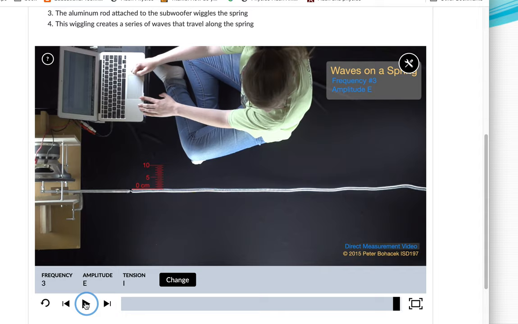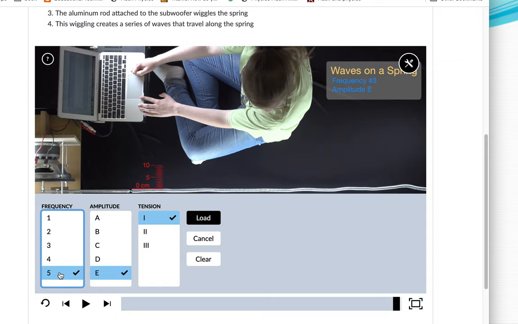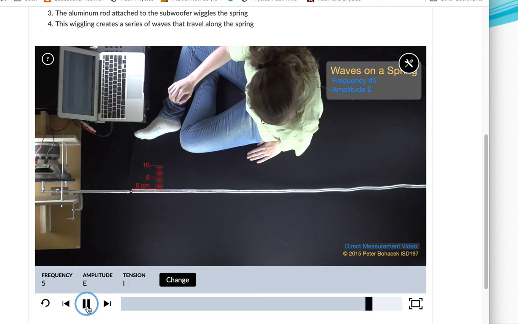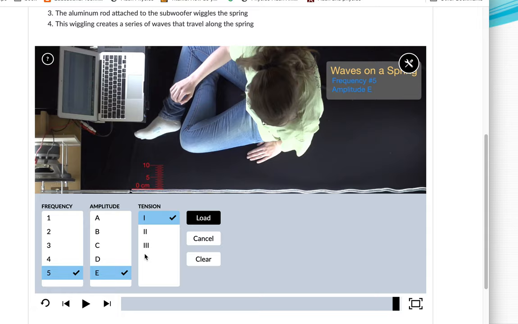If I make 5 waves every second and I send that wave across the screen, it still doesn't seem like they're moving at a different speed, right? Did anybody figure out how do I change the speed of this wave? Well, what if I change the tension in the spring?